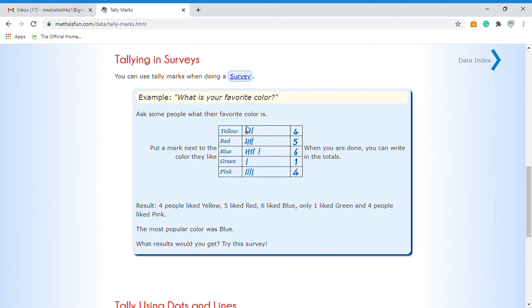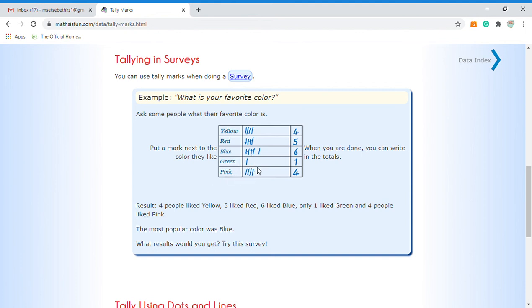4 children liked yellow, so 1, 2, 3, 4 lines. 5 children liked red. 1, 2, 3, 4, 5. Remember, the fifth one crosses out the other 4. 6 children like blue. 1, 2, 3, 4, 5, 6. Then I carry on with my single lines. Green, only 1 child, so 1. Pink, only 4 children like pink.